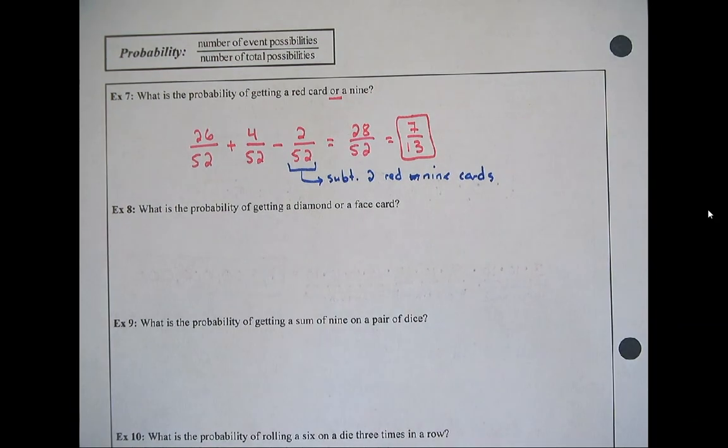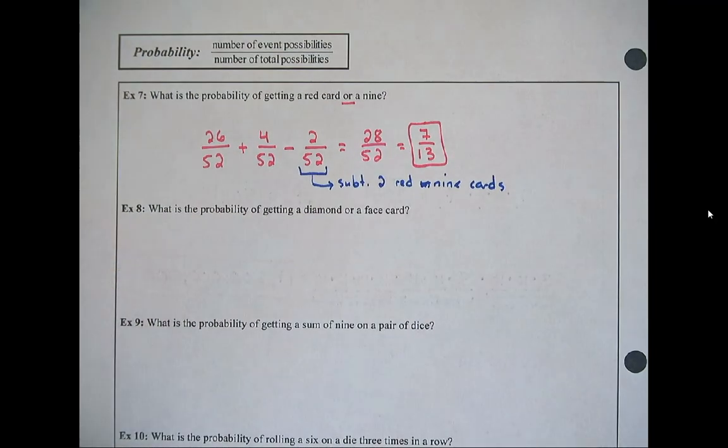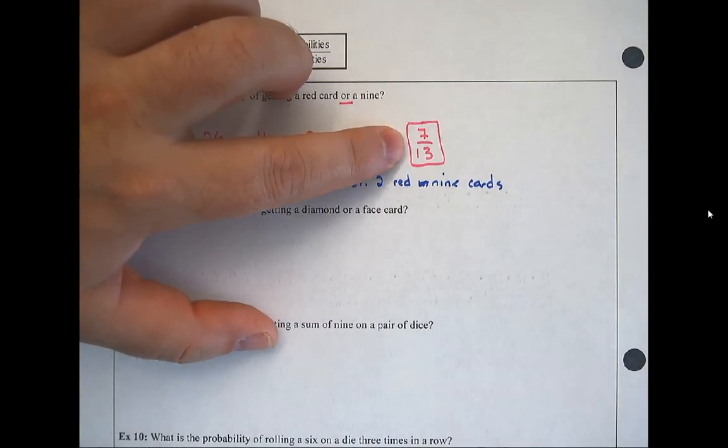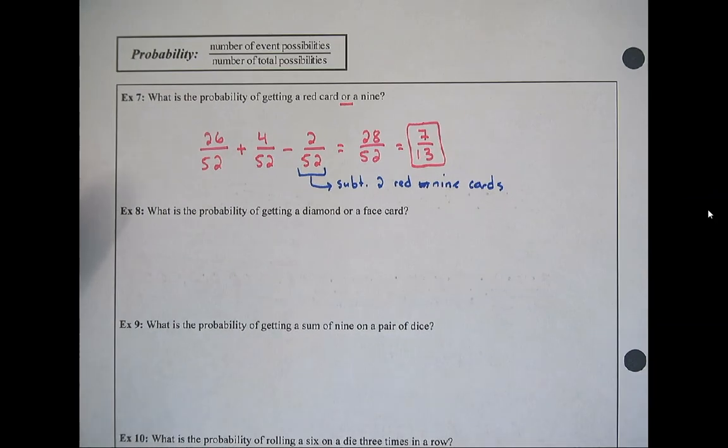So 7/13. The chances of getting a red card or a 9, if you pulled from a deck of cards 13 times, it should happen 7 out of the 13 times from a probability point of view. Makes sense, right? A little bit more than half. Is 7 out of 13 more than half or less than half? Yeah, a little bit more than half. That makes sense because with all the red cards, you get a 50% chance of a red card. You're going to increase your chances if you add the 2 black 9s into the pile of red cards.